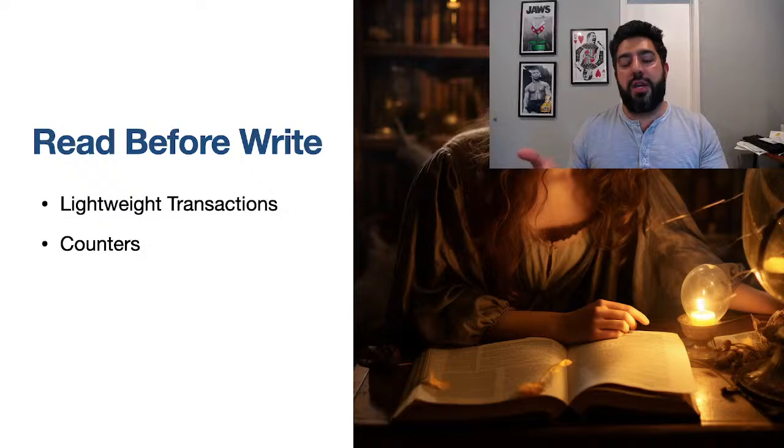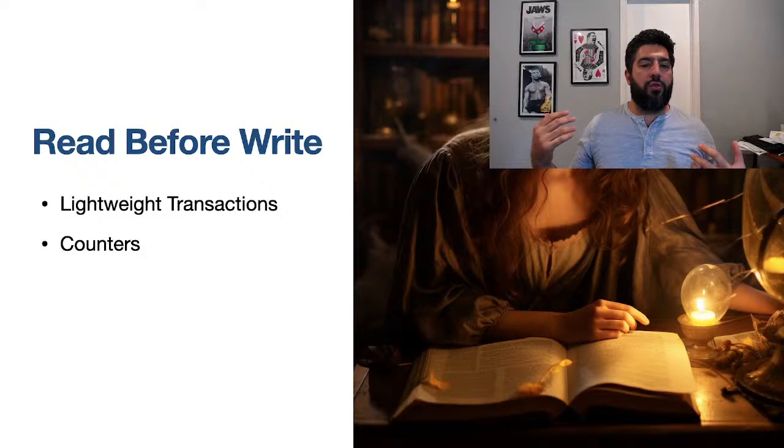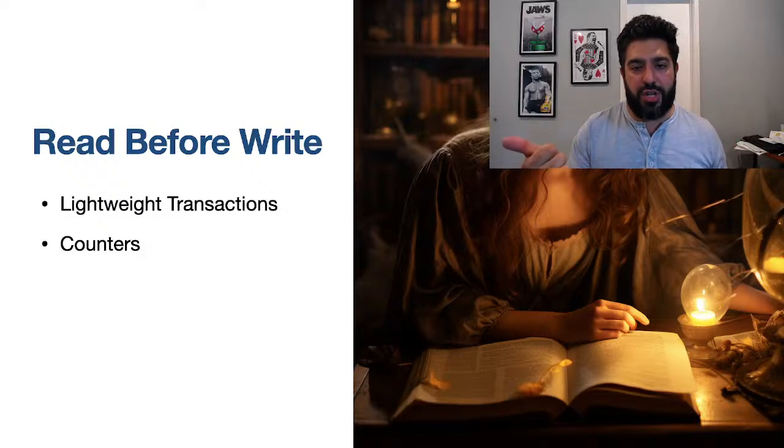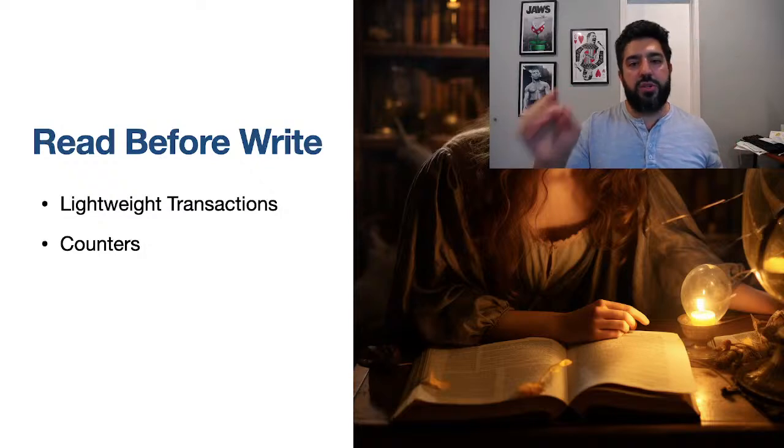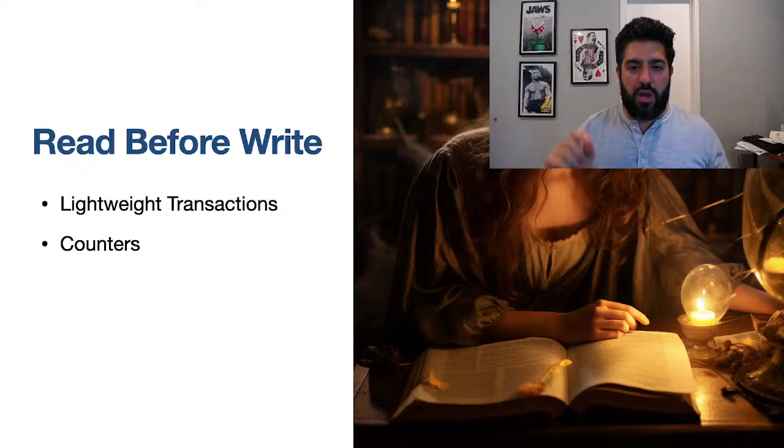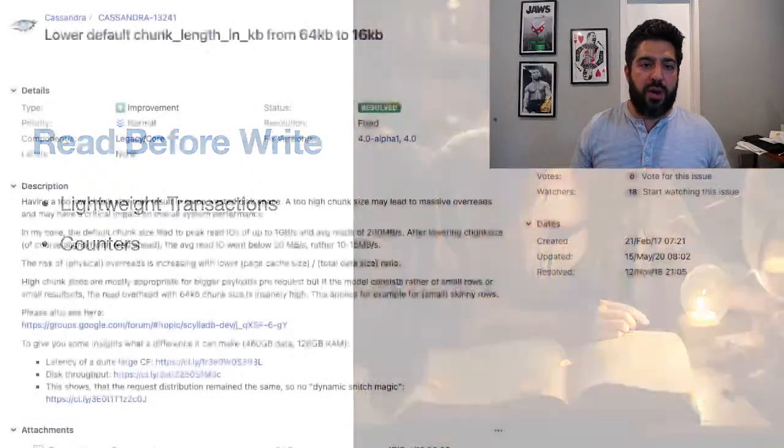So you're going to think, wow, Cassandra sucks at counters, but the real reason is just you didn't apply this one change. So definitely, if you're using these two things, be smart. Use small chunk lengths with lightweight transactions and counters. You'll be much better off.